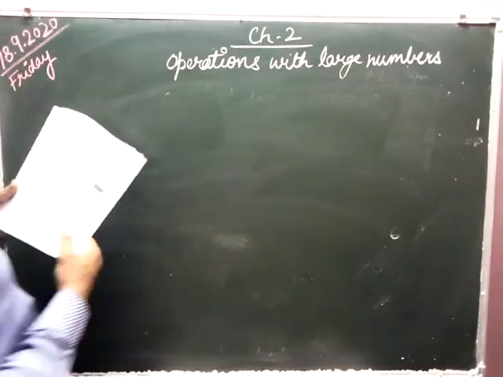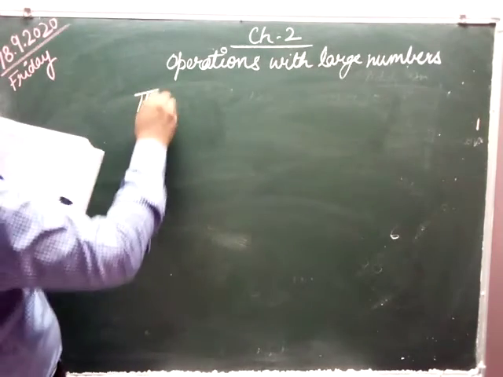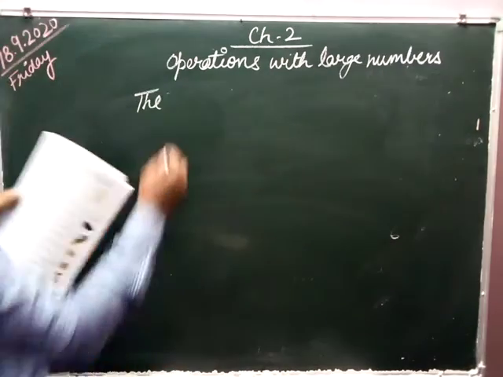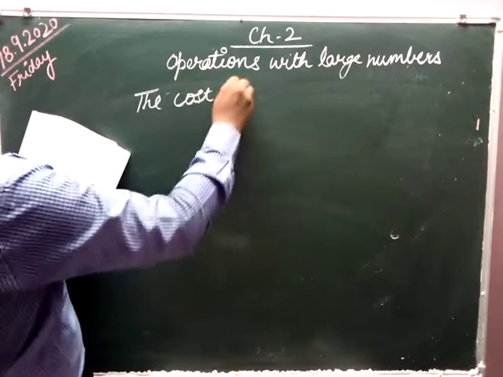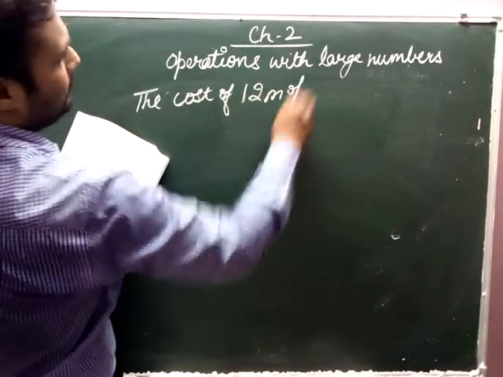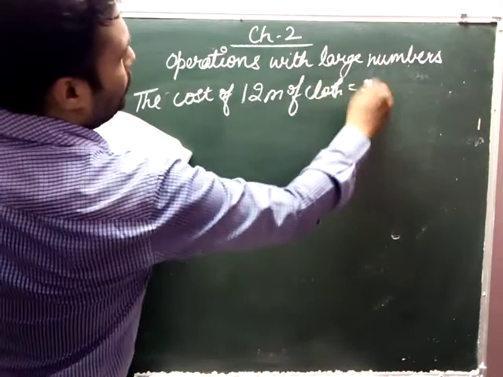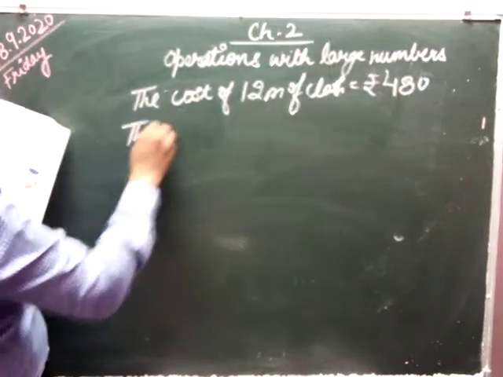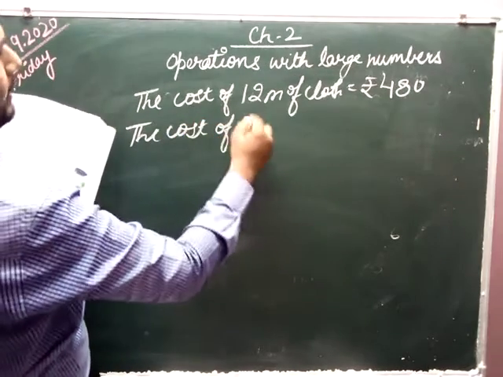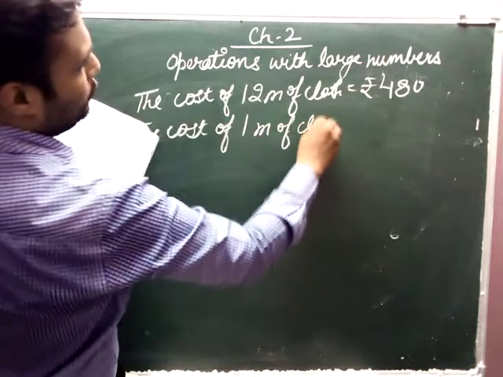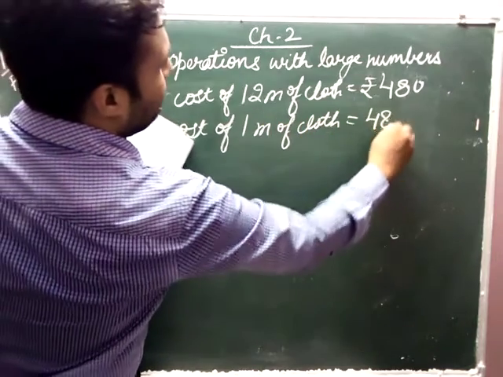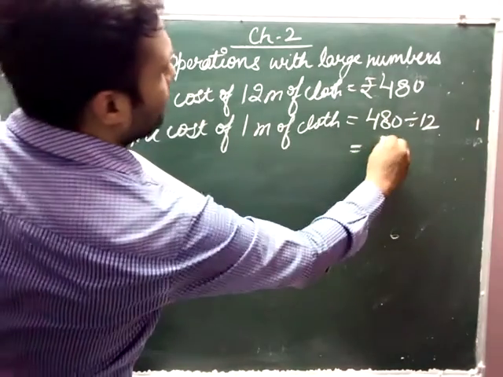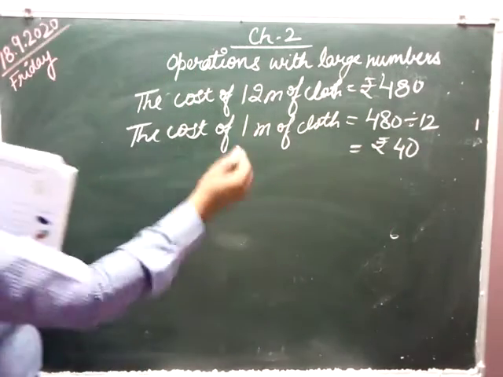The cost of 12 meters of cloth is rupees 480. Find the cost of 8 meters of cloth. So the cost of 12 meters of cloth is rupees 480. We have to find the cost of 1 meter of cloth. 1 meter of cloth equals how much? 480 divided by 12. When you divide 480 by 12, you get the answer rupees 40. So the cost of 1 meter of cloth is rupees 40.